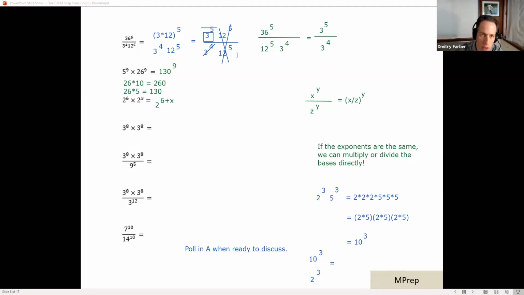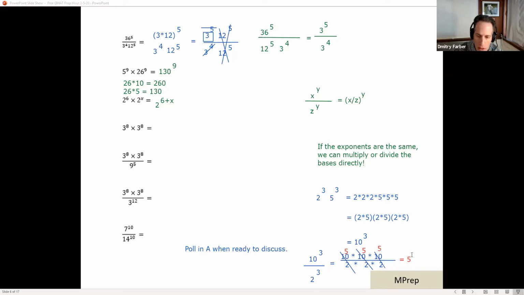Multiplication and division reverse each other. But I could write it as 10, 10, 10 over 2 times 2 times 2. And each of those 10s cancels out of 2 and gives us a 5. And that's what we'll have left, 5 to the third.